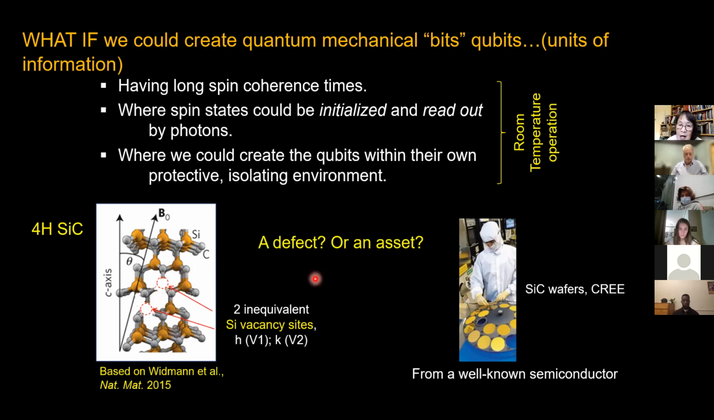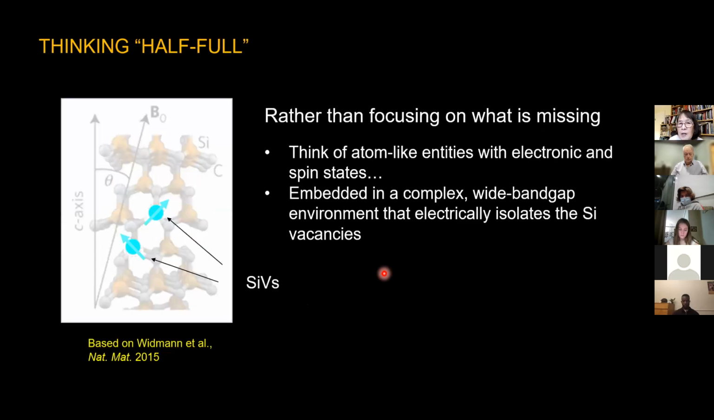And the question is, I've called it a defect. That's sort of a leading term. It implies a certain negative connotation. Is it really a defect, or in fact, is it an asset? If it's going to operate as a qubit, it can't all be just defect. So I suggest that we think about the system in a half full rather than half empty way. And rather than focus on what's missing, take a look here where the defects are.